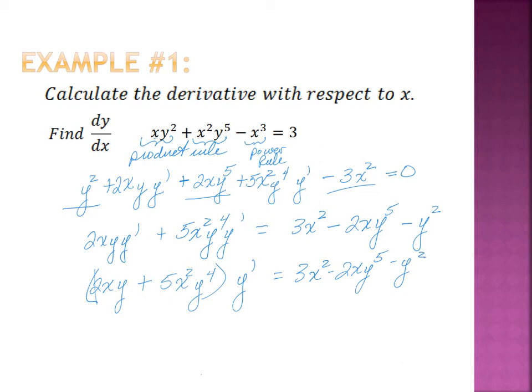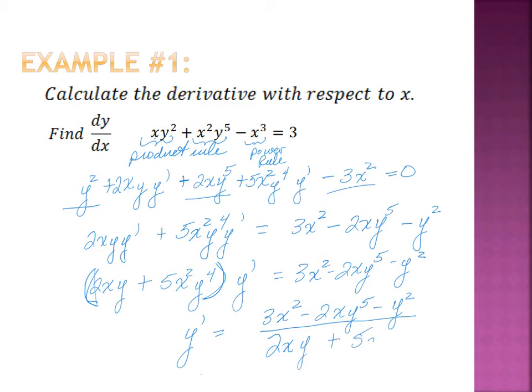Now, on the left, this sum is multiplying the y prime, so I'm going to divide it over to the other side, and I get y prime is equal to 3x squared minus 2x y to the 5th power minus y squared over 2xy plus 5x squared y to the 4th.